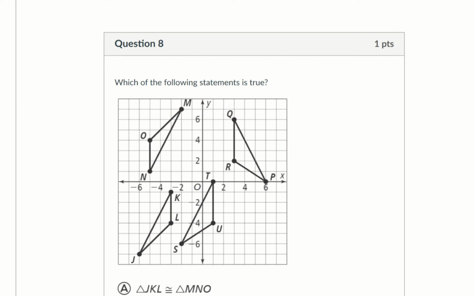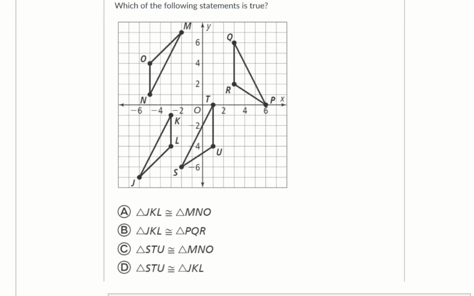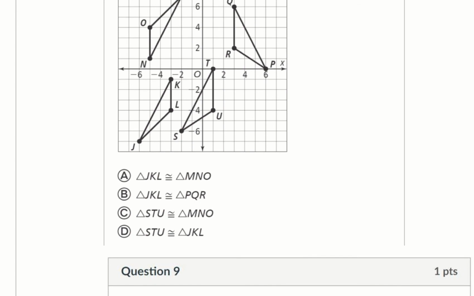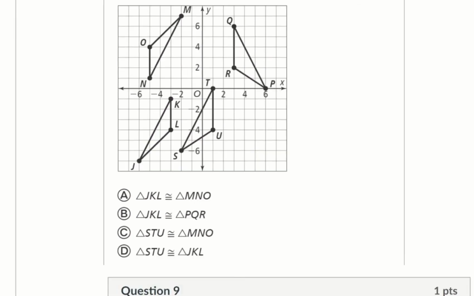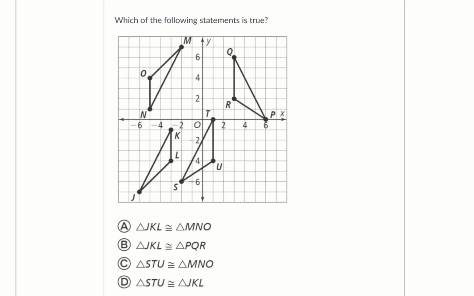Okay, so which of the following statements is true? We want to determine which triangle is congruent to the other one. So let's look at triangle JKL and MNO. This is JKL here, and we're interested in seeing if it's congruent to MNO.